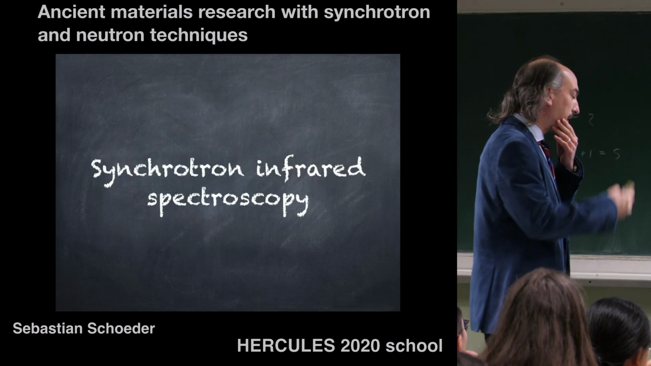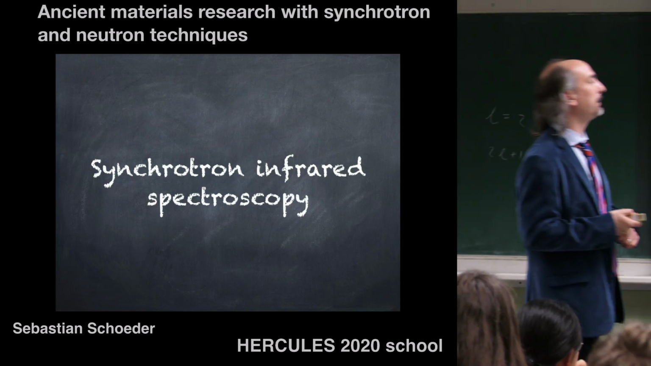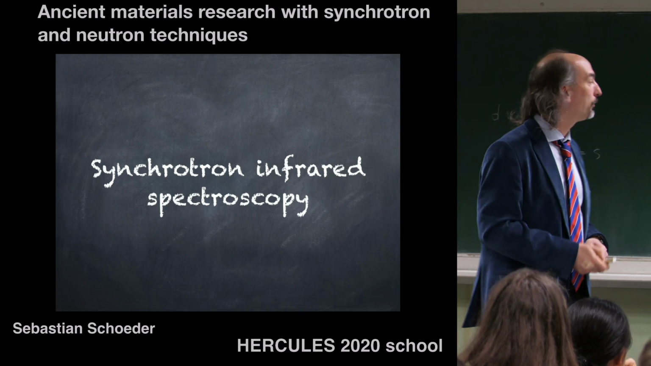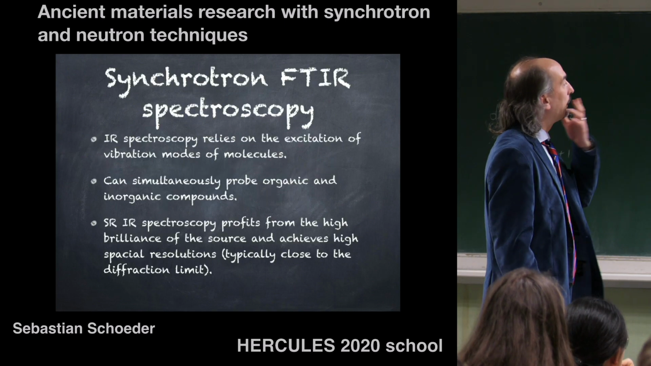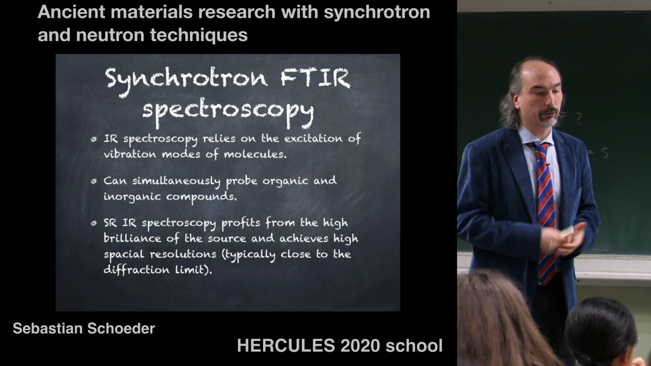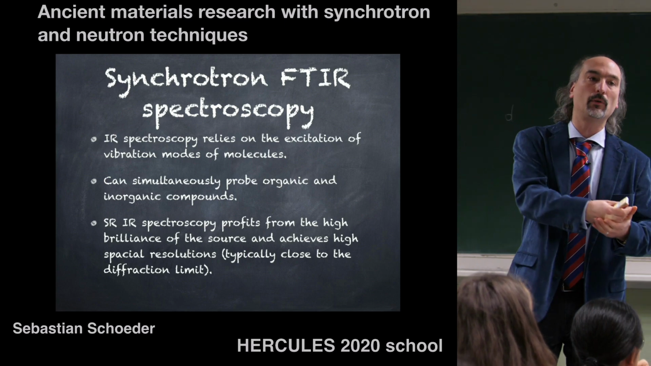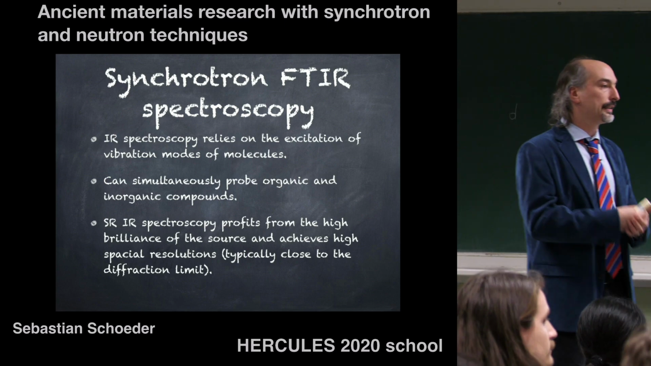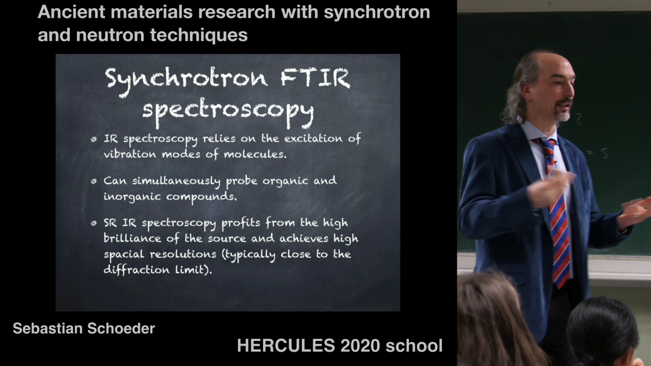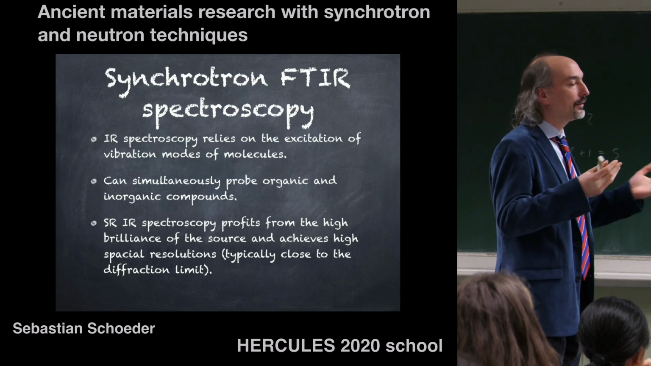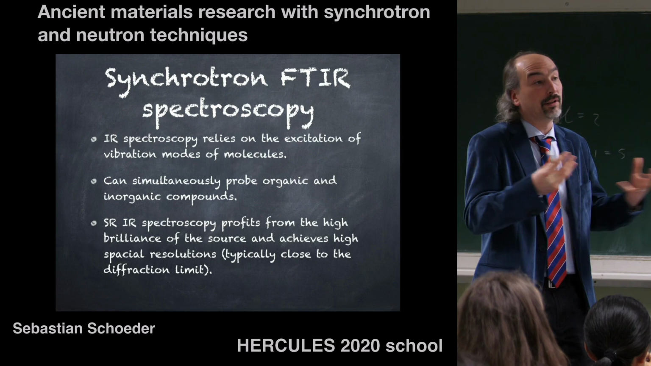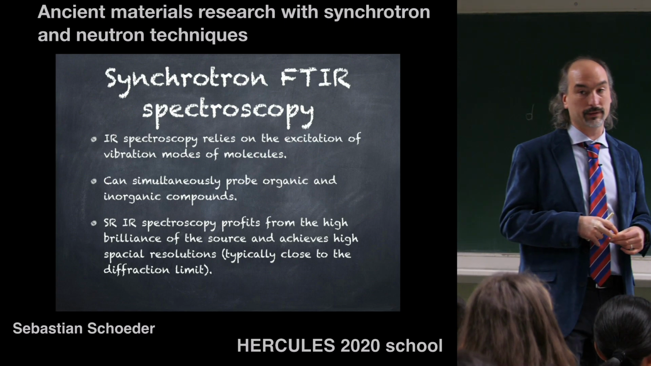Okay. So we're going to leave the hard X-rays for the moment, and we're going to go to the opposite end of the synchrotron spectrum, to infrared. So infrared you can use to do Fourier transform spectroscopy. This is a spectroscopic method where you shine an infrared beam on your sample, and you're going to excite some of the vibrational bands of the compounds in the sample, and you're going to measure an absorption there. And this is very helpful because you can probe both organic and inorganic compounds with this, which is very helpful because we often have both in our samples.